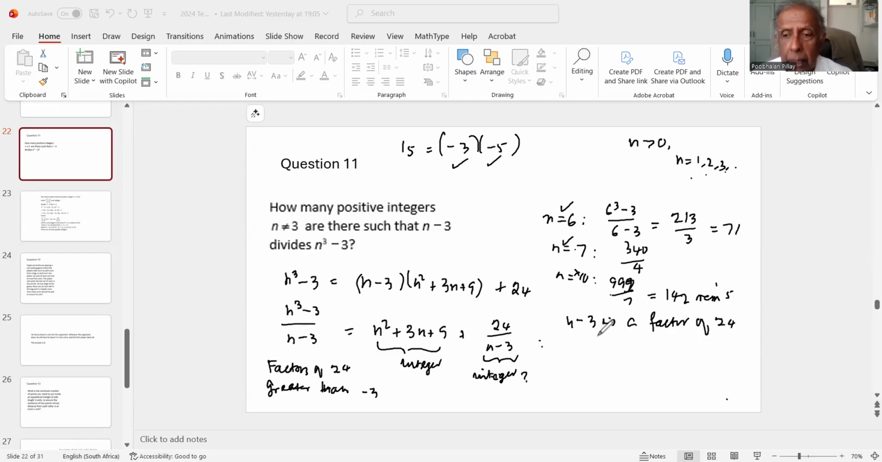Now, negative 2 is a factor of 24. Negative 1 is obviously a factor. 0 is not a factor. 1 is a factor. 2 is a factor. 3 is a factor of 24. 4 is a factor of 24. 5 is not, 6 is a factor of 24. 8 is a factor of 24. 9 and 10 are not factors of 24. But 12 is, the next one is 24. So there are 1, 2, 3, 4, 5, 6, 7, 8, 9, 10. There are 10 such numbers.